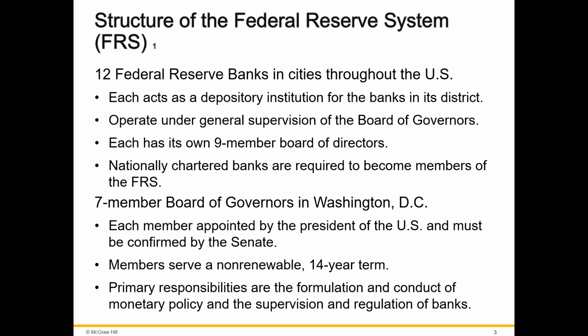So each of the 12 Federal Reserve banks has its own board of directors, but there's also an overseeing board of governors. Nationally chartered banks are required to become members of the FRS, the Federal Reserve System. There is a 7-member board of governors in Washington, D.C. That's the board of governors that oversees everything. Each member is appointed by the President of the United States and must be confirmed by the Senate. Members serve a non-renewable 14-year term.